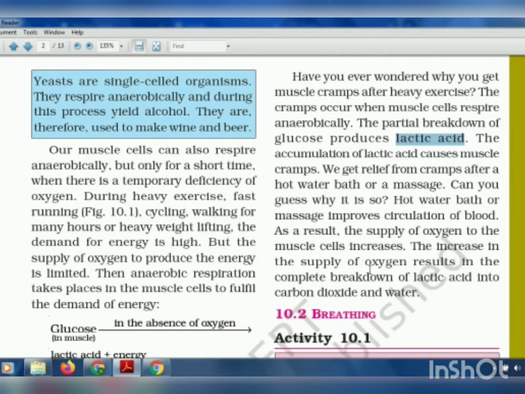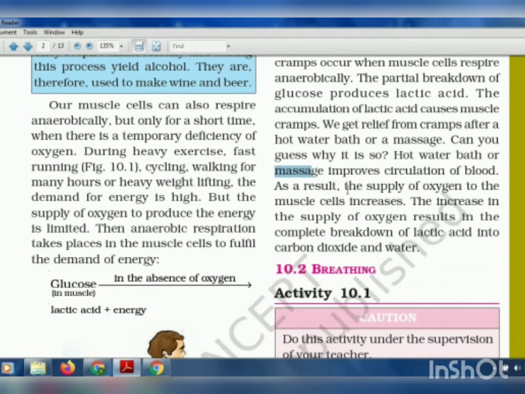Okay. Now, to get relief from these cramps or this pain, what we have to do is take a hot water bath or massage that muscle, so that our blood circulation improves. As a result, when we massage the muscles or take a hot water bath, the supply of oxygen to the muscle cells increases, and your blood circulation improves.